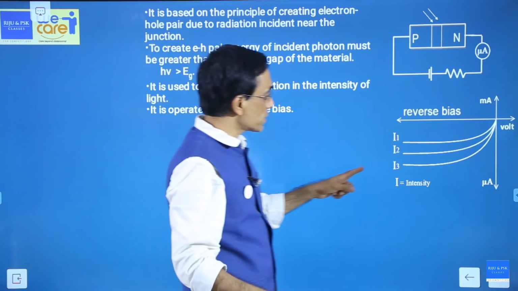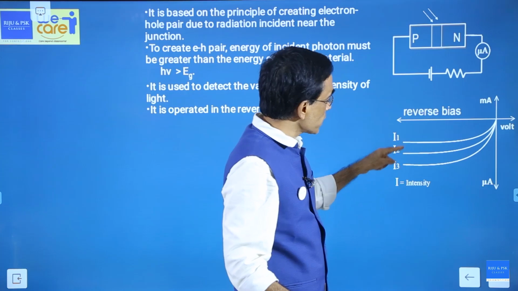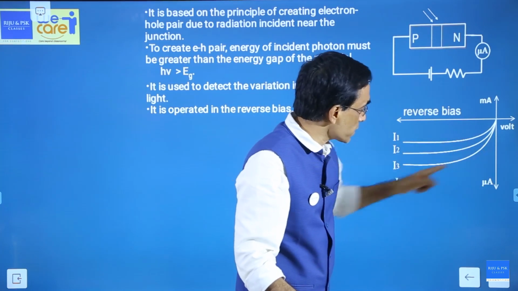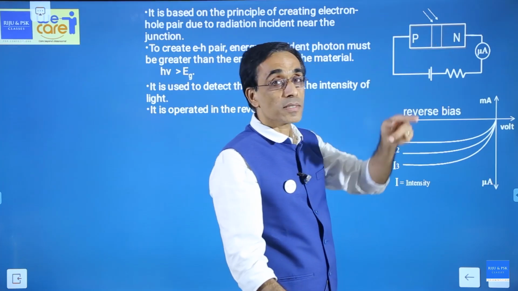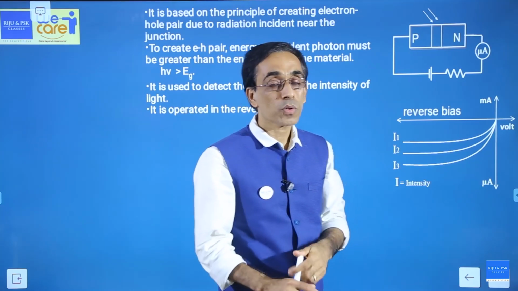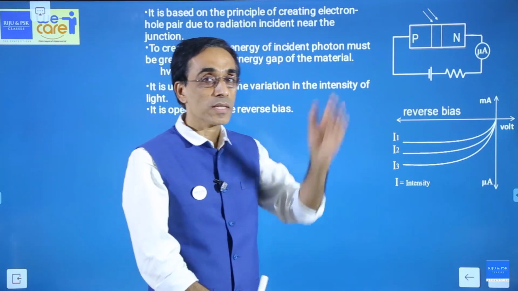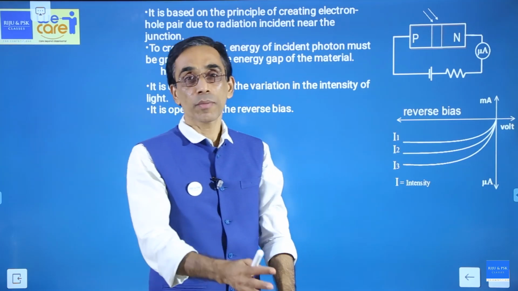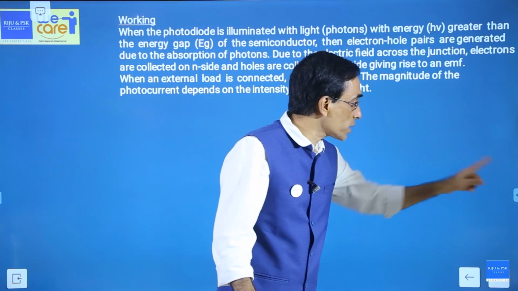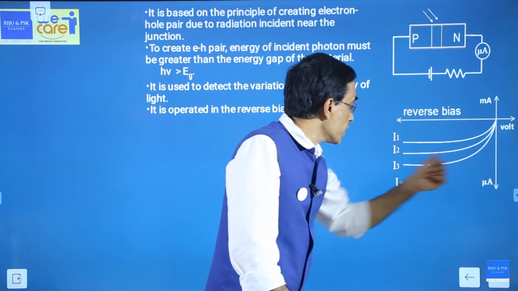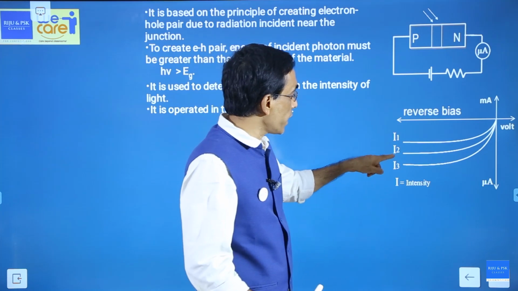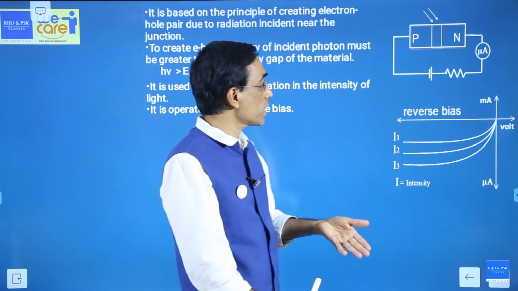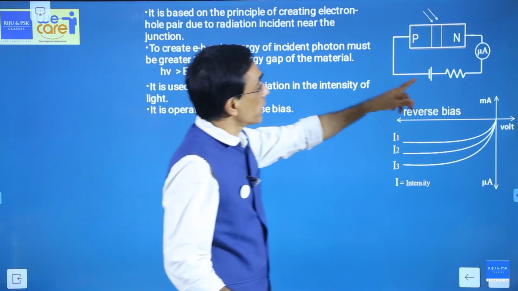Before that, see this characteristic curve. Each of these lines represents a reverse bias characteristic but for different intensity of the incident light. When the light intensity increases, the number of photons incident will increase, which will create more electron hole pairs. So when intensity of the incident light is increased, what will happen? More current will be produced. You can see I3 has a large current, that means I3 is receiving more intensity. So I3 is greater than I2, greater than I1. As intensity increases, the current increases. It is operated in the reverse bias.